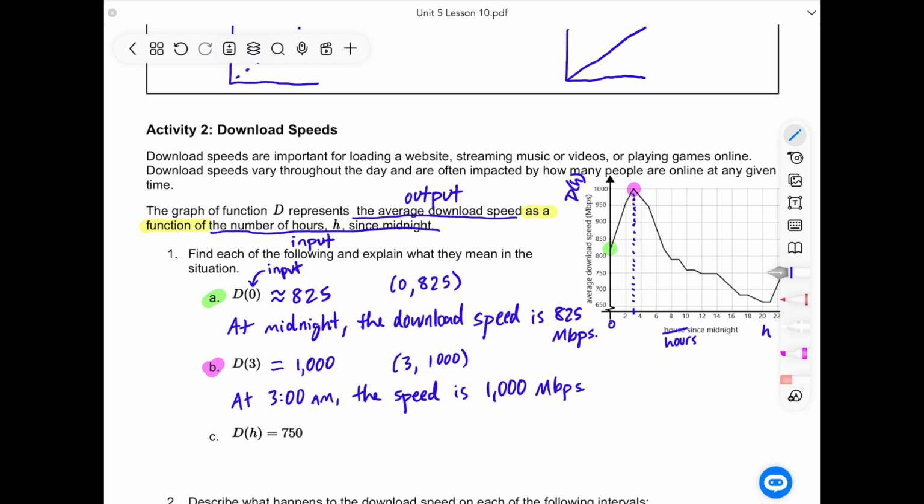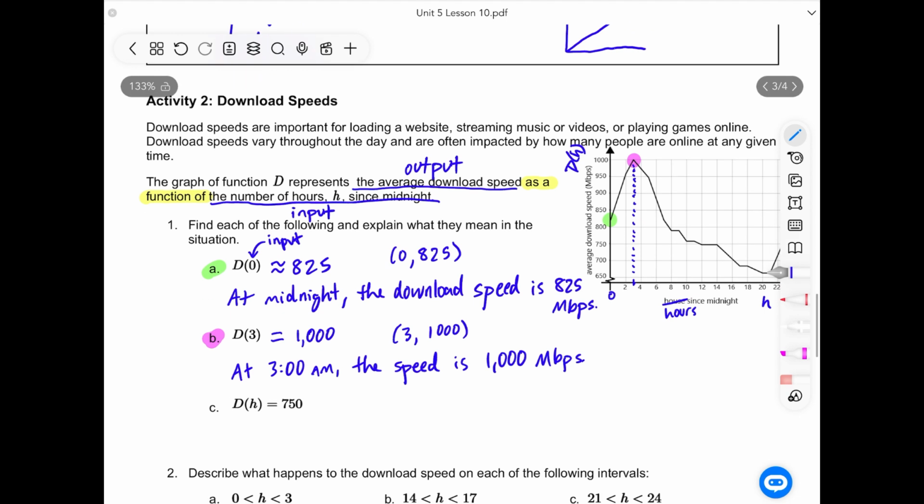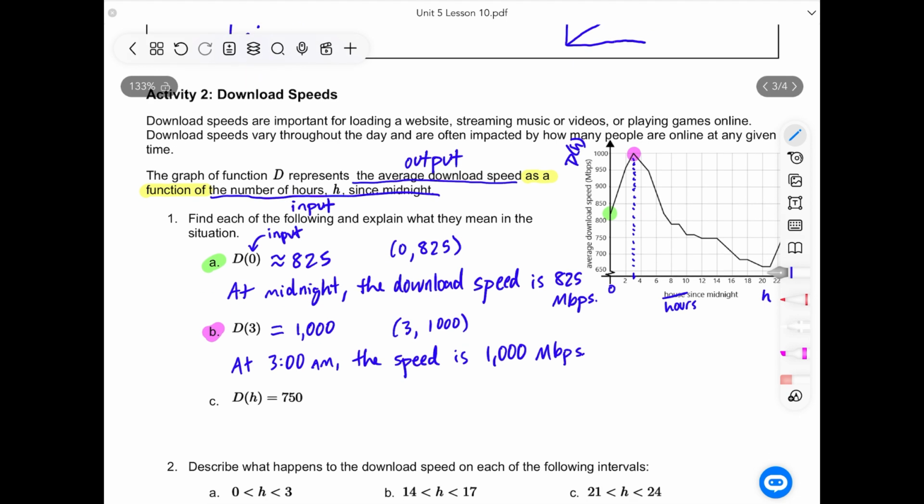And again, you may know this, but if not, 1,000 megabytes is approximately 1 gigabyte. So anytime you hear people talking about gigs of data, that just means 1,000 megabytes. So this would mean that the download speeds are happening at about 1 gig per second at this point. So really close to 1 gig if it's 1,000 megabytes per second.